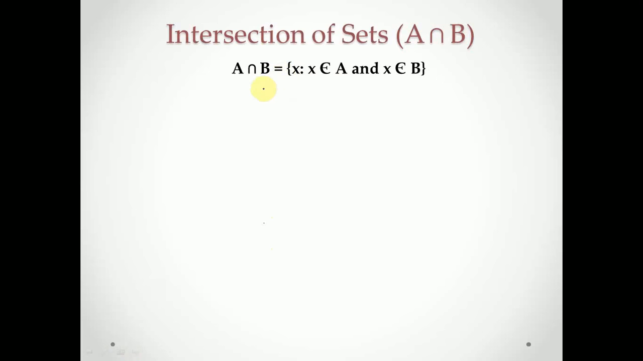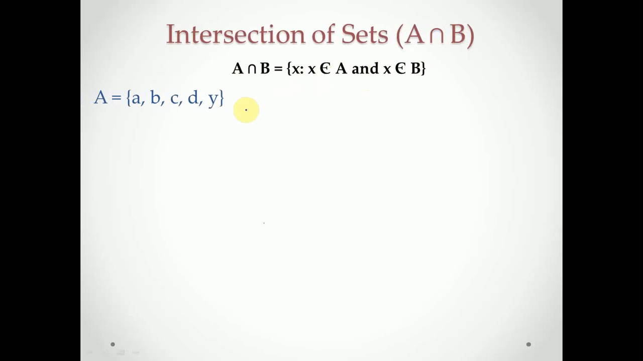So as per the definition of intersection, A intersection B is defined by the element X which is present in A and it is also present in B. That is, it should be common in both. Okay, we'll try to understand it with an example.